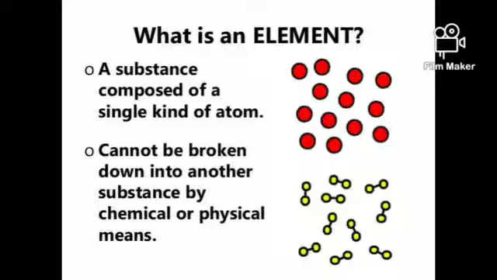Now, what is an element? Element is a substance composed of a single kind of atom. It cannot be broken down into another substance by chemical or physical means. Although it is now a known fact that an atom consists of electrons, protons and neutrons, it cannot be separated very easily.